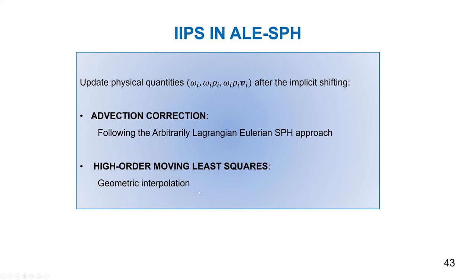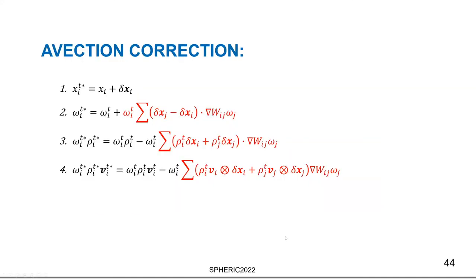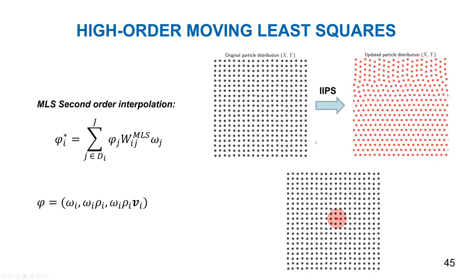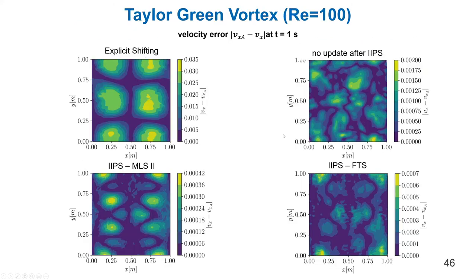The second approach is more classical. Basically, we do a high order moving least squares interpolation to transfer the physical quantities from the old particle distribution to the new one. Those are the equations for the advection correction. And this is the idea of the second order moving least squares reinterpolation from the original particle distribution to the updated one.